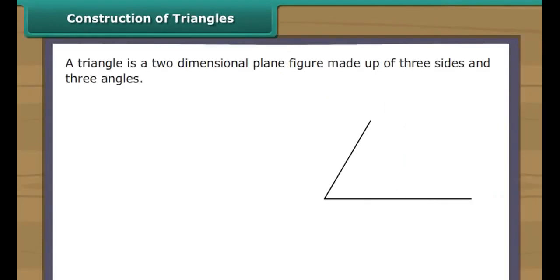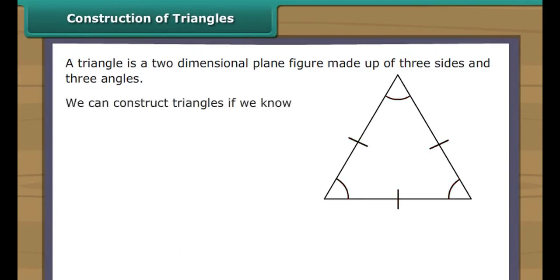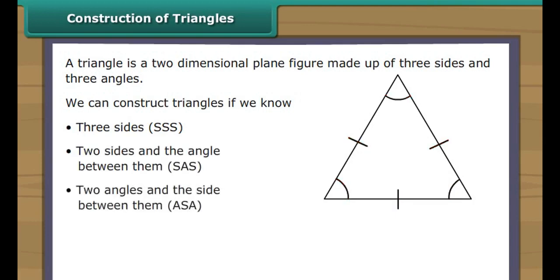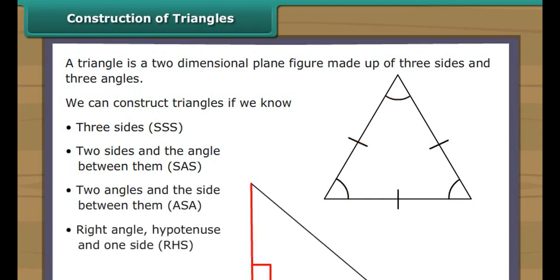Construction of triangles. A triangle is a two-dimensional plane figure made up of three sides and three angles. We can construct triangles if we know three sides, SSS, two sides and the angle between them, SAS, two angles and the side between them, ASA, right angle, hypotenuse, and one side, RHS. Let us learn to construct all four types of triangles.